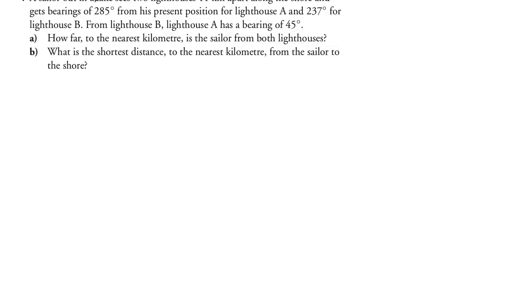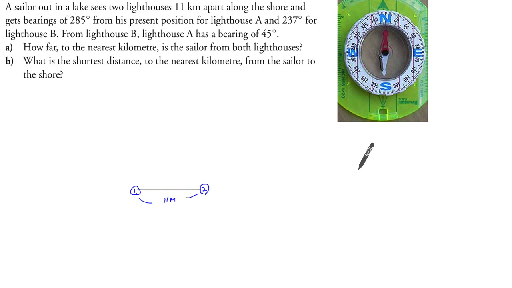So a sailor out in the lake sees two lighthouses 11 meters apart. So there's lighthouse 1 and lighthouse 2, and they're exactly 11 meters apart. Okay, and we have the relationship, the relative position described in bearing.